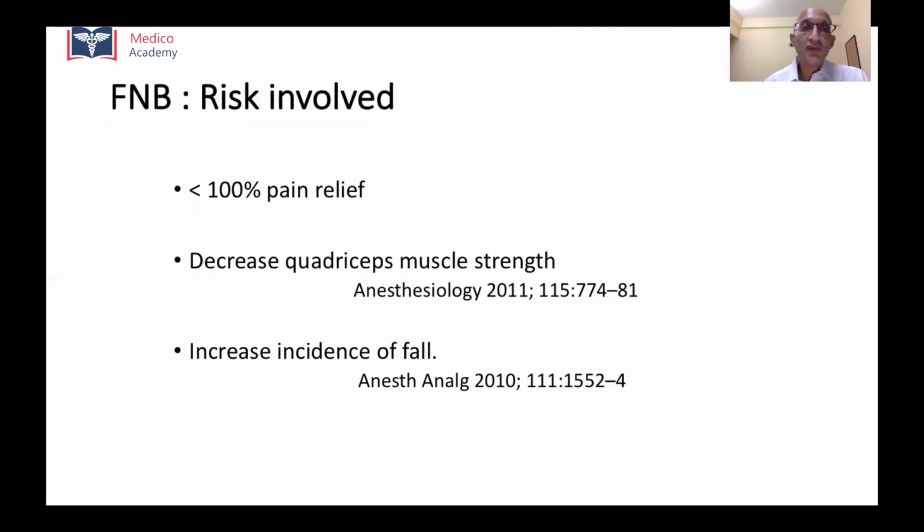The risk involved with femoral nerve block is that for post-op analgesia, say for post-THR, it is not as effective as a lumbar plexus block. Of course, it results in decreased quadriceps muscle strength since the nerve supply is coming from the femoral nerve. And hence, if the patient is made to walk too soon without assessing the motor strength, there have been increased incidence of fall.